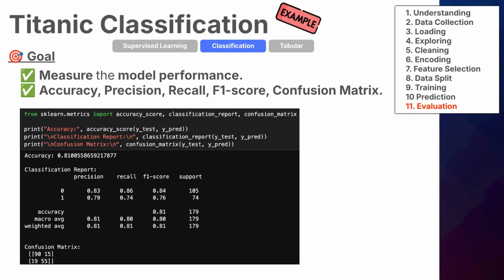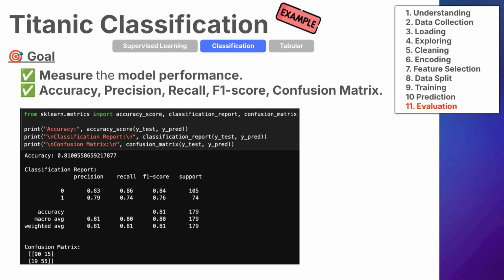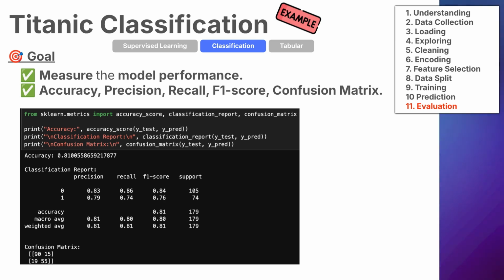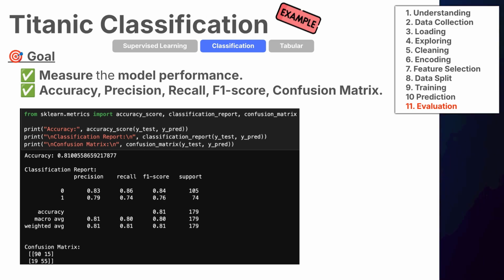Precision measures, out of the predicted survivors, how many were correct. Recall measures, out of all actual survivors, how many did the model catch. F1 score tells the balance between precision and recall. In the classification report, support is the number of samples.